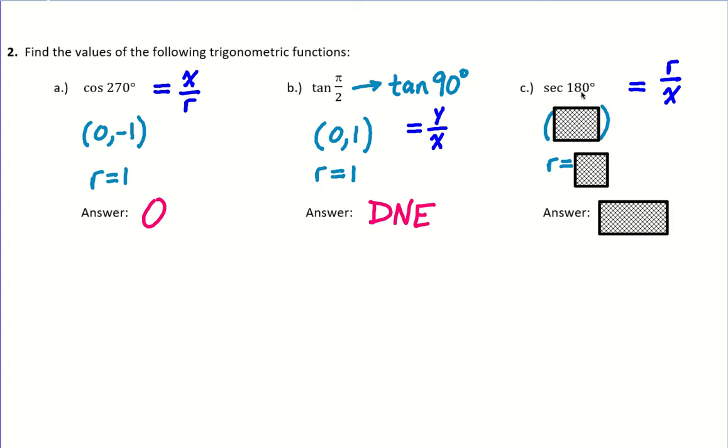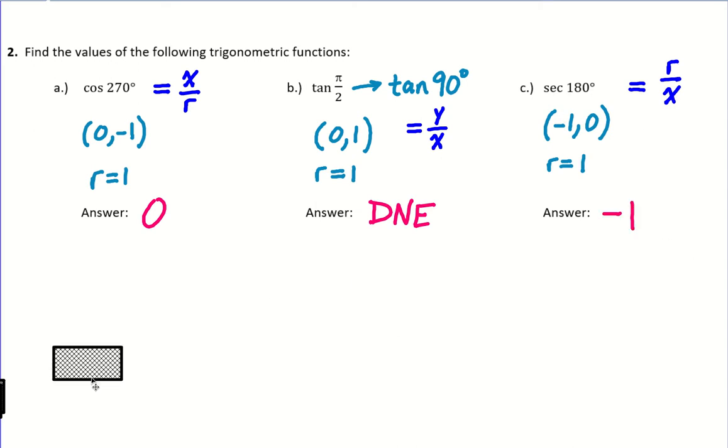Over here, for 180 degrees, what are the coordinates for that angle? You should be able to come up with -1 comma 0 on your own with no help. So you got to know that. And r would again be 1 because that point is on the unit circle. So r over x would be 1 over -1, which simplifies to -1. Got to simplify your answers. Got to know the coordinates for these really nice angles. And you got to know the definitions. Oh my goodness.